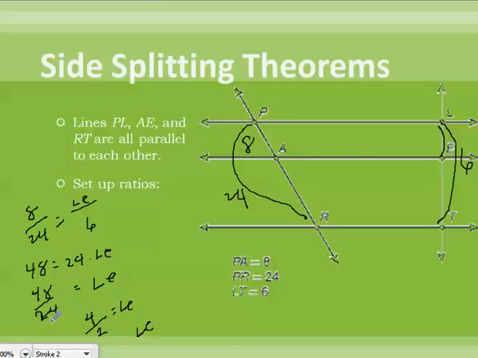That's not right. Let's see here. What did I do wrong here? 48 divided by 24. Yeah, that's 2. So I get a 2 there. So LE is going to be 2.